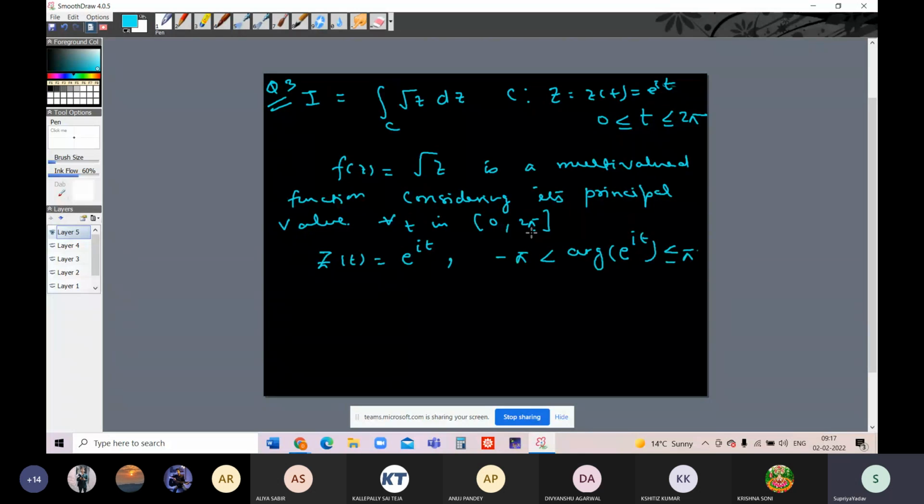We are taking it this way. We are choosing here minus pi as the branch cut. Okay, or we can take pi as the branch cut also, it's not a problem. For all t that will come from the closed interval 0 to 2 pi.